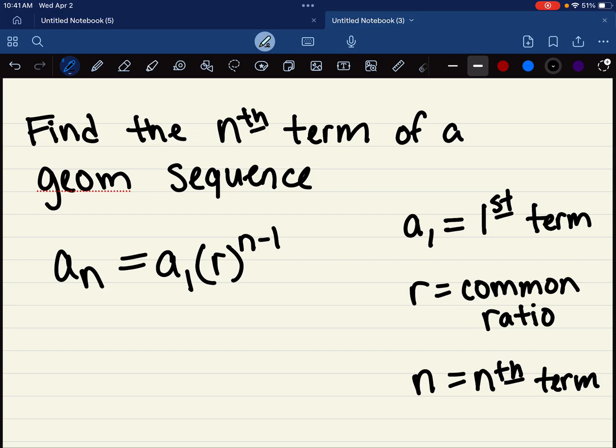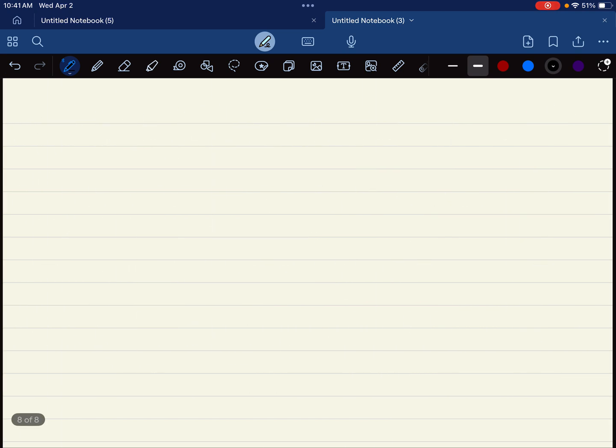If you want to write down the sequence: 1, -2, 4, and -8. And you want to go ahead and try it with your formula, you can. Find the 12th term.